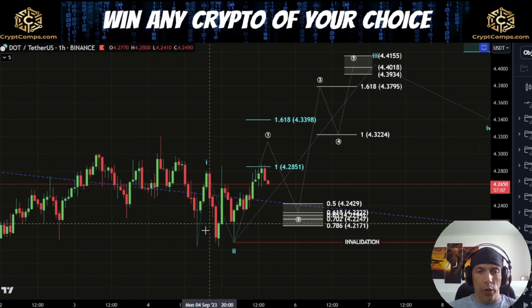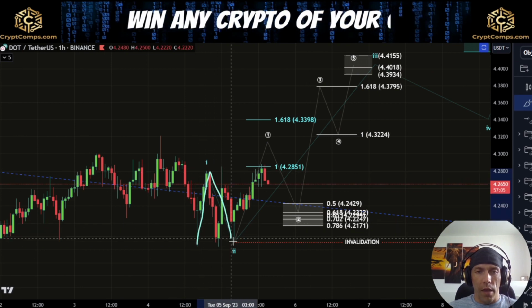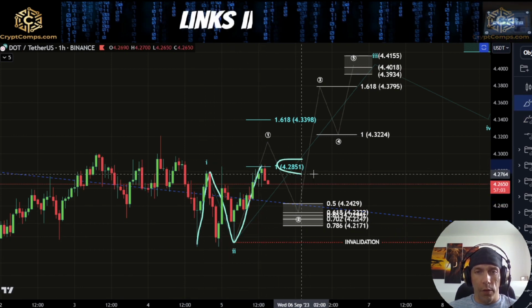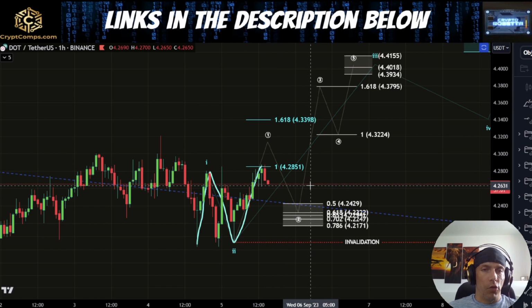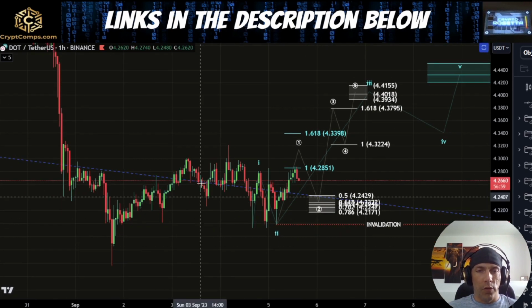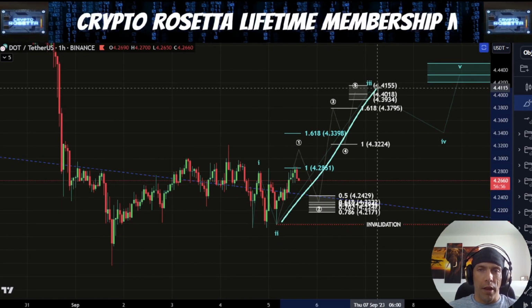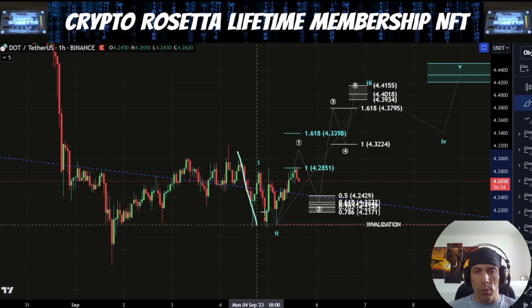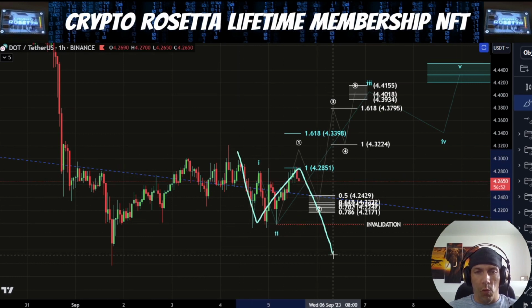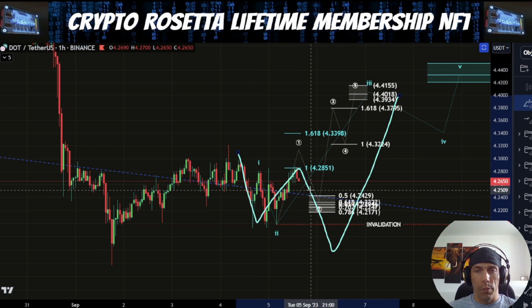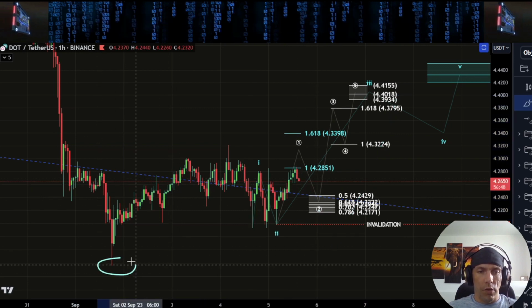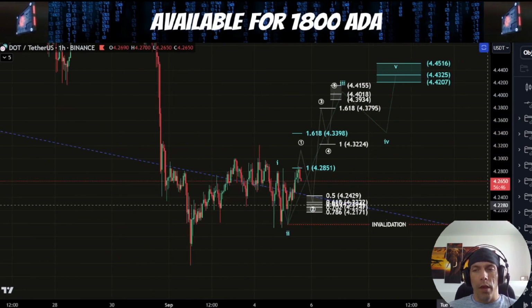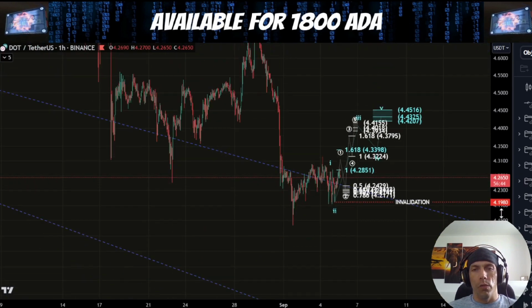Where we need to be careful here is at the moment, this is just A, B, and C. And we actually have hit this 1-to-1 and we started to reject. This is why I'm looking for both possibilities: that we could look to push up directly here, or alternatively, that this could become A, B, we push down one more time, and then we look to push to the upside. If we start to lose this low, however, it becomes more likely that we're just going to continue with this move down here.